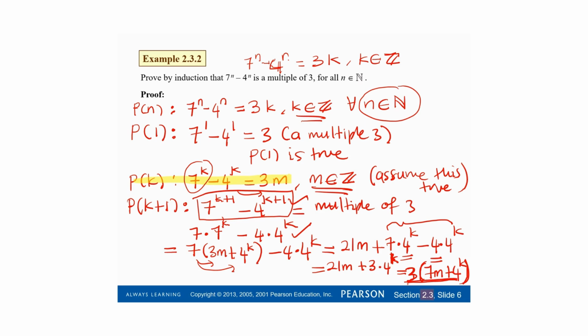Pn is true for n equals k, and Pn is true for n equals k plus 1. So in all the three cases, by the principle of mathematical induction, we have shown that 7 to the power of n minus 4 to the power of n is a multiple of 3. Okay, so that is the second example. Thank you so much.